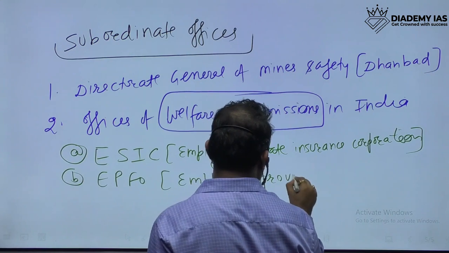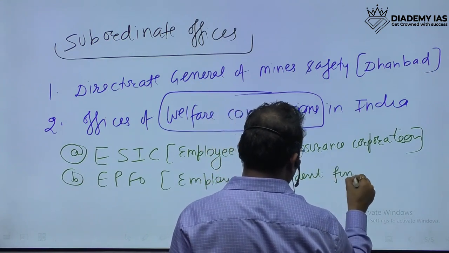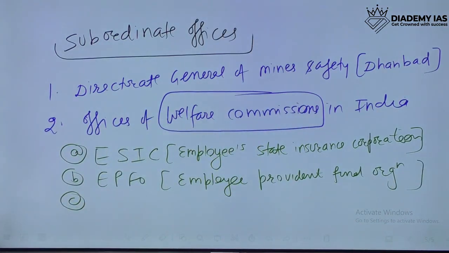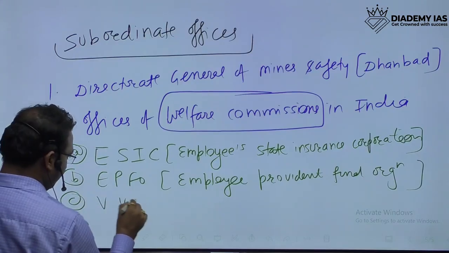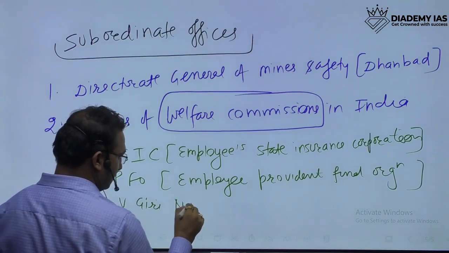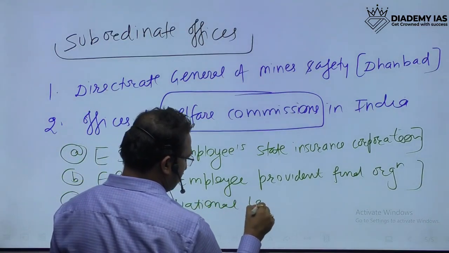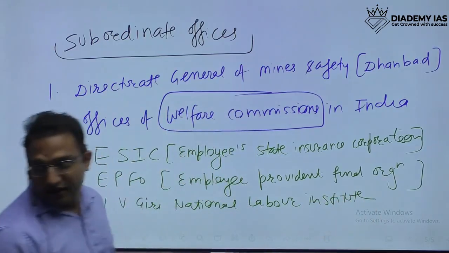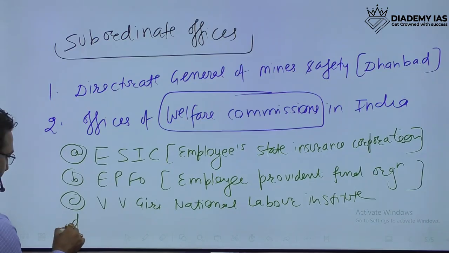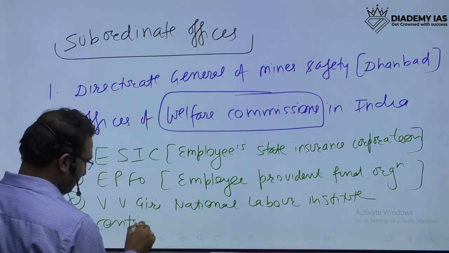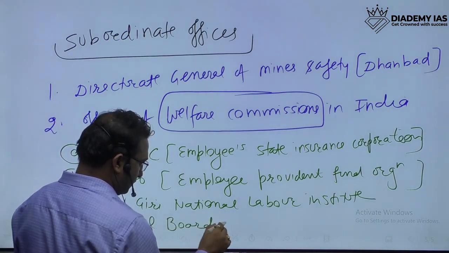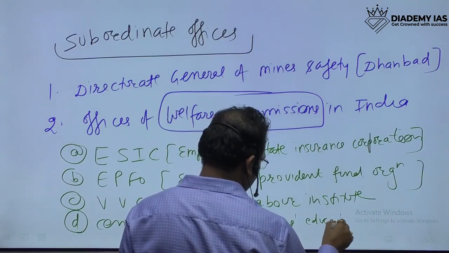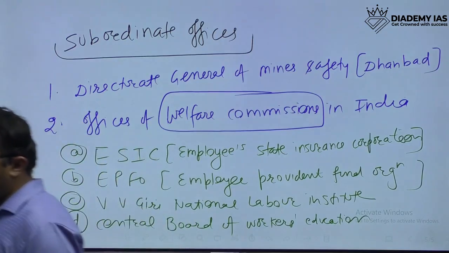Employees Provident Fund Organization. Then we have VV Giri National Labour Institute. And then we have the Central Board of Workers Education.